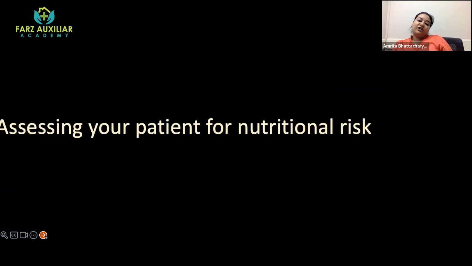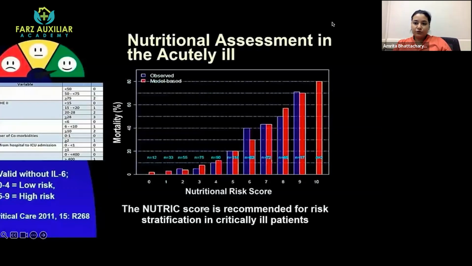So the first thing that we need to learn is how you assess your patient regarding their nutritional status. Nutritional assessment in the acutely ill: there are a number of scores. Why have these scores been developed? These scores have been developed so that people like you and I have something to objectively assess our patient. It's not enough to say that this patient is thin, this patient is fat. Even obese patients may be very nutritionally poor. So that is why you have this score, which is known as the NUTRIC score.